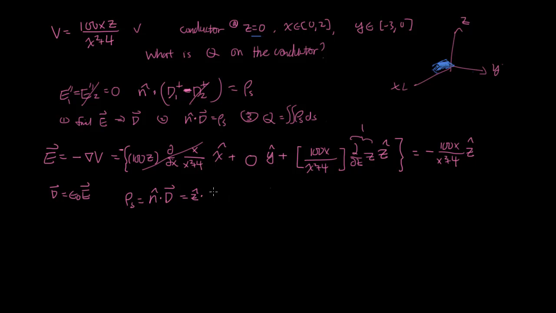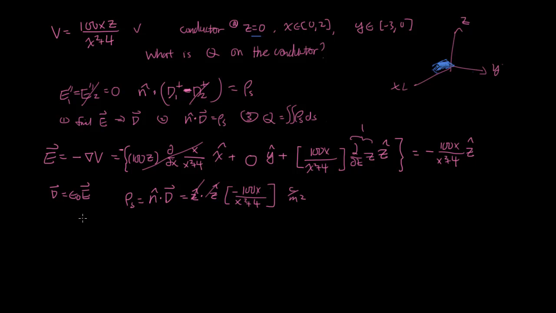So z hat dot z hat, these two cancel out to just form 1, and you're just left with minus 100x all over x squared plus 4 as your surface charge density in coulombs per meter squared. Now you have everything you need. And remember, this formula is only good for the z equals 0 area, where we have the surface charge.